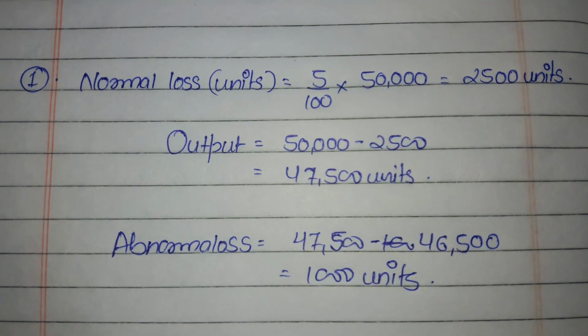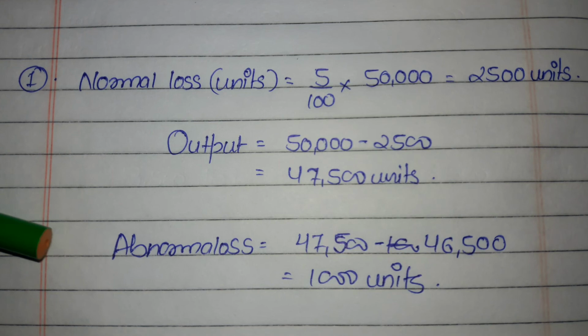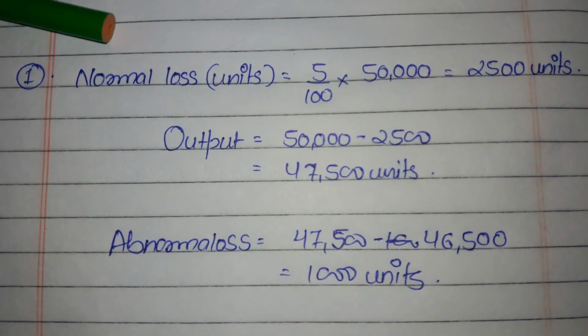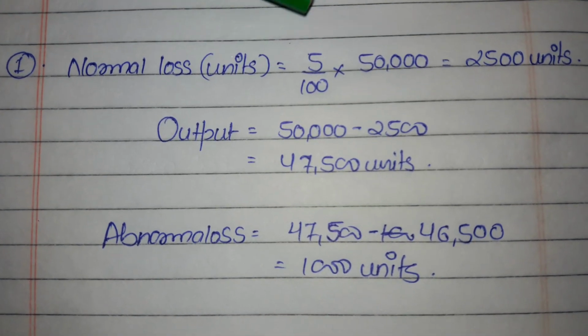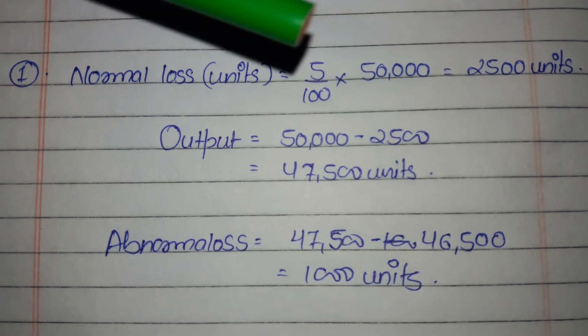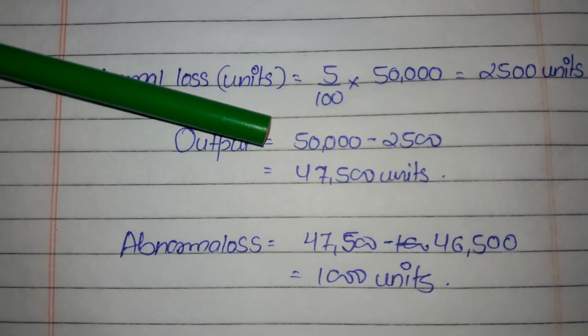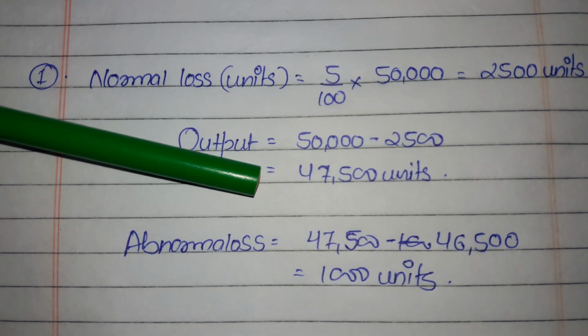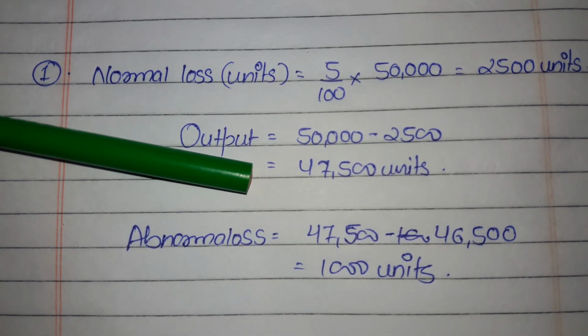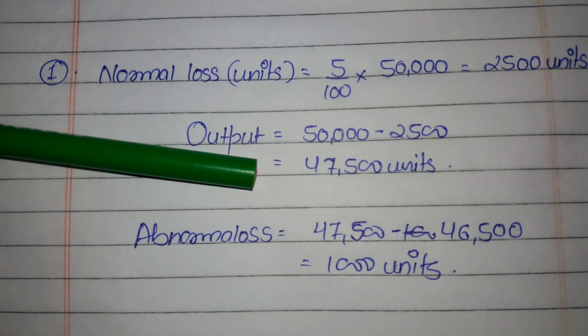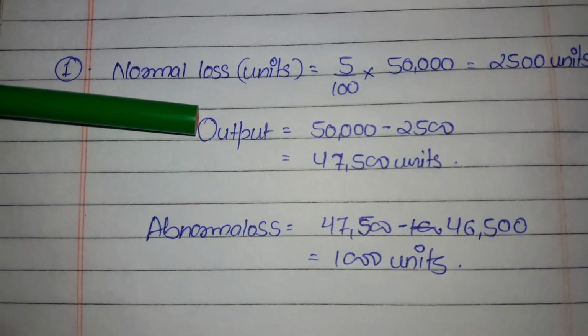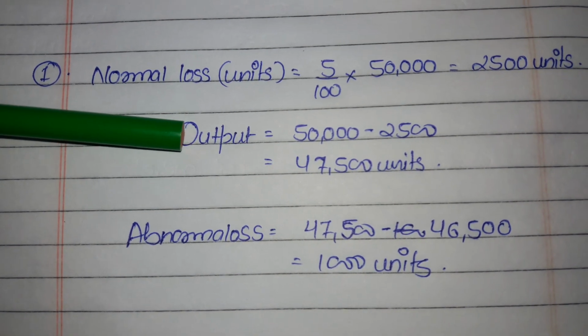After calculating your normal loss, you need to calculate the abnormal loss. Normal loss, how did we calculate? 5% of 50,000, 2,500 units. Now the output after the normal loss will be 50,000 minus 2,500, that is 47,500. But in the question, it was given that the output is only 46,500.